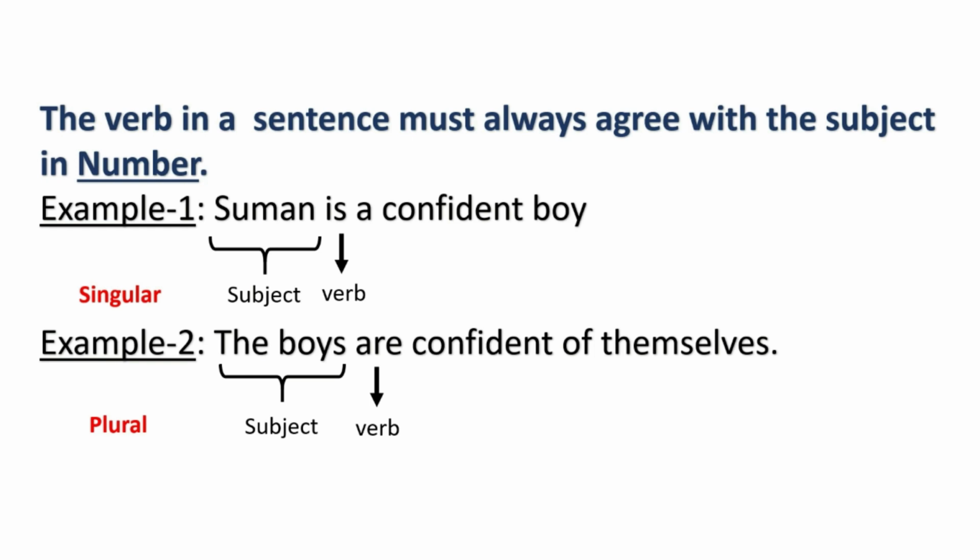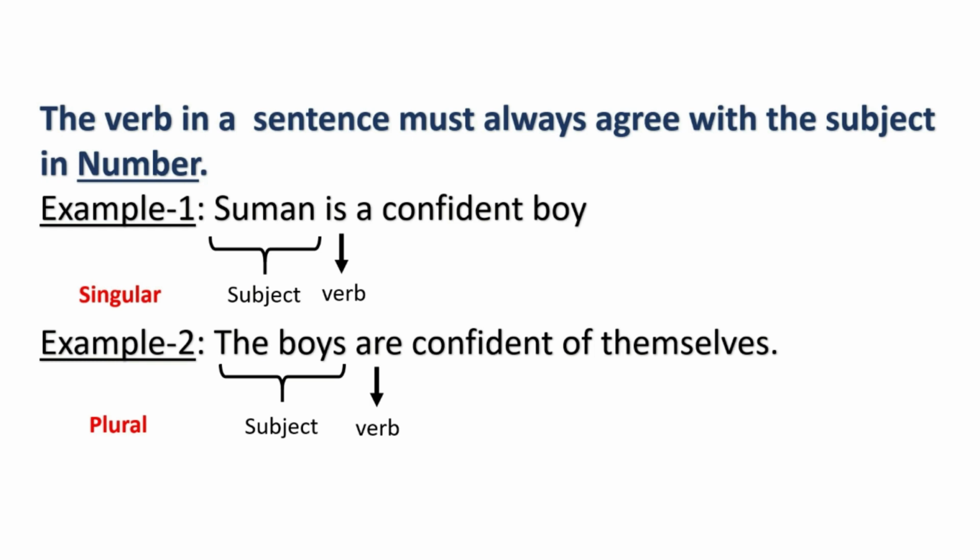Now you might ask me, what is number? Number here is nothing but singular and plural. Singular and plural are called number. One is singular and more than one is plural. Yes. So here there's an example.